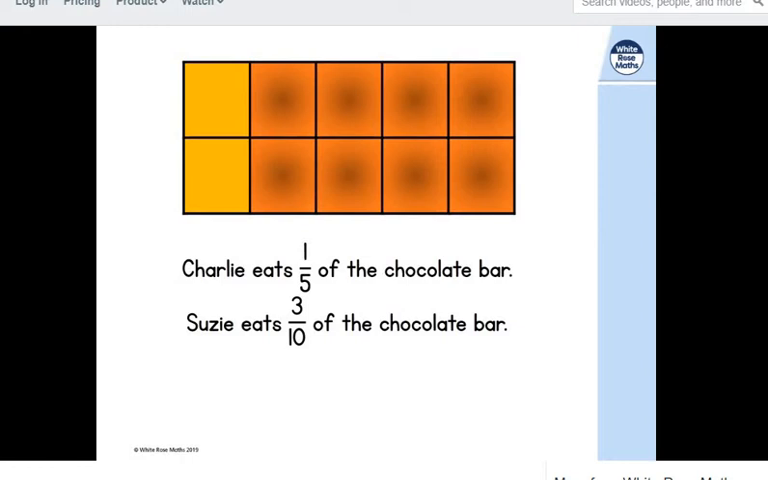Susie eats 3/10 of the chocolate bar. Well, the chocolate bar was already in 10 equal parts, so that would be 3 of the pieces. So in total, they've eaten 5/10 of the bar. Another way we could say that is, they've eaten half of it as well. I'm going to have the other half, I think.